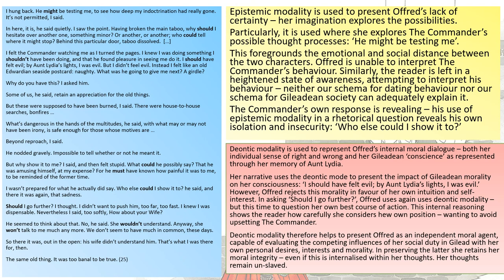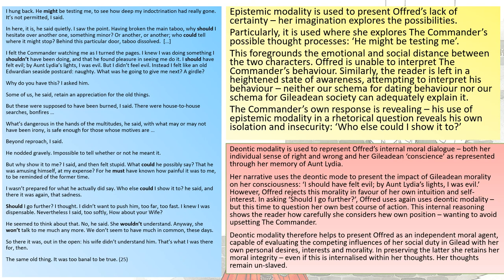Offred can't interpret the commander's behaviour because it doesn't fall within the boundaries of what's expected within Gilead. And the reader, as well as Offred, is left in this heightened state of awareness, in trying to work out exactly what it is that he's doing.